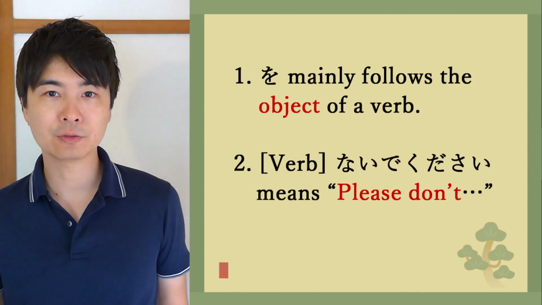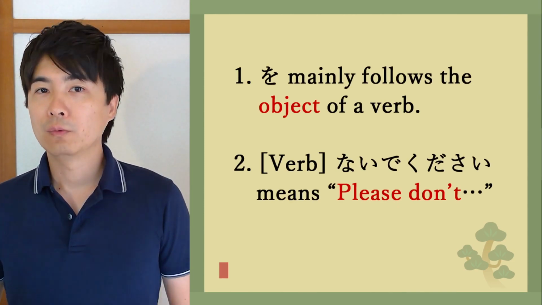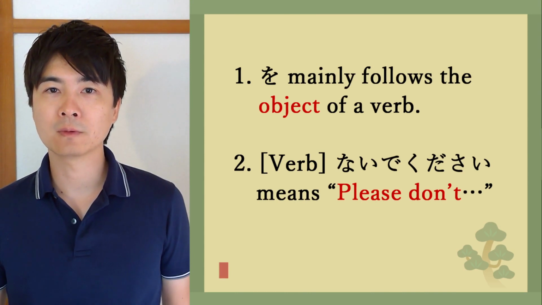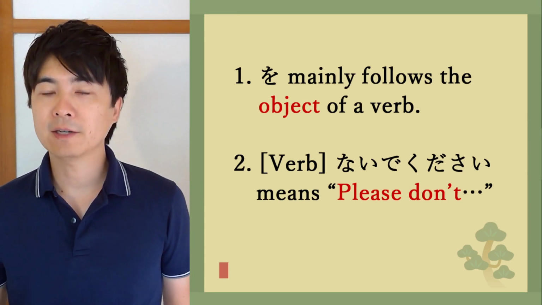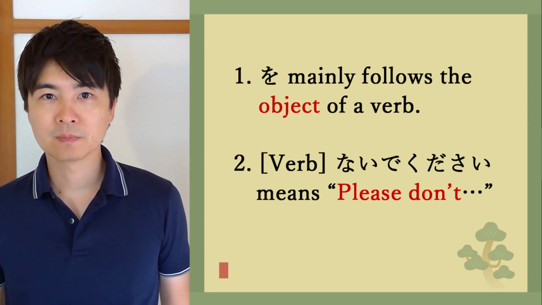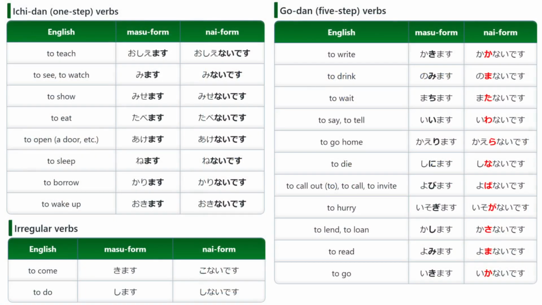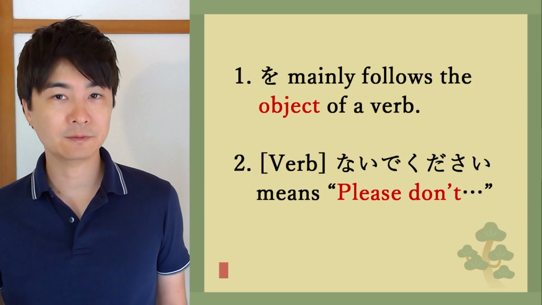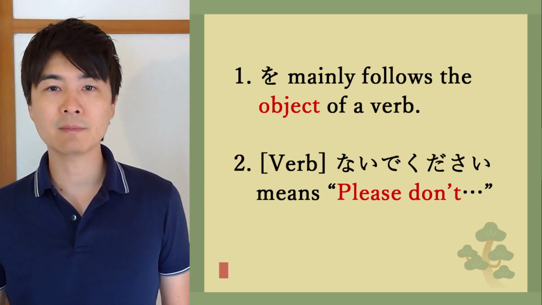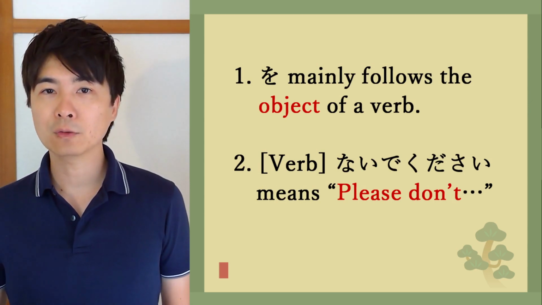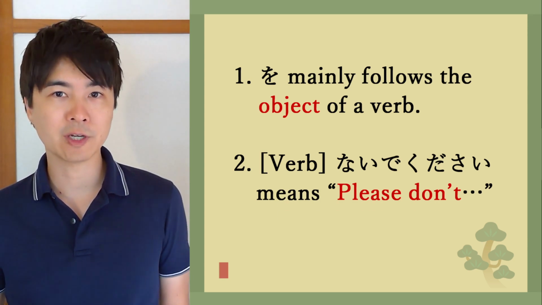Okay, how was it? I hope you got used to how to use the particle を and how to use ないでください。There are two things I want you to remember in this video. を mainly follows the direct object of a verb. Verb ないでください means please don't. If you still haven't gotten used to the ない form of verbs, I recommend you review my previous video from the description area of this video. Also, to review what we learned in this video, please visit my website to try the grammar test about today's topic. I also put the link to the grammar test in the description area of this video.